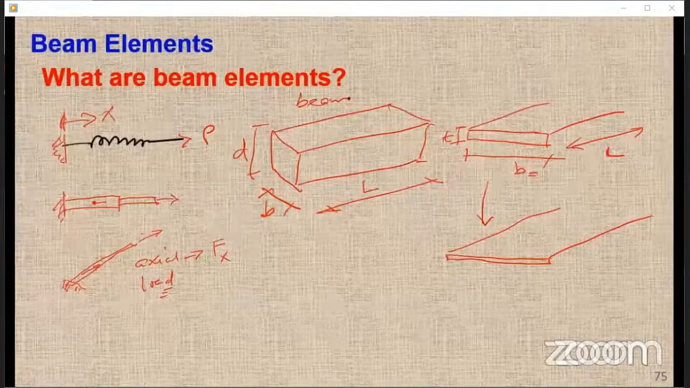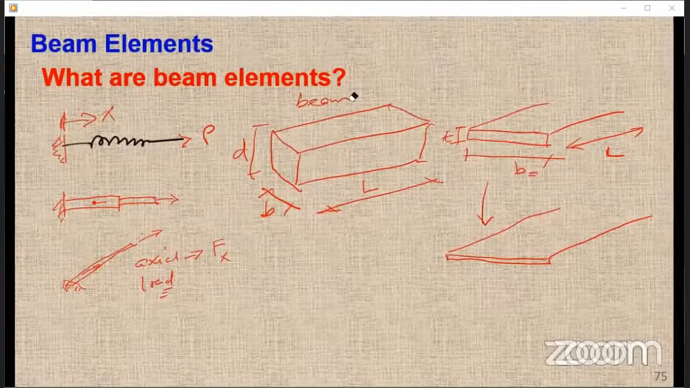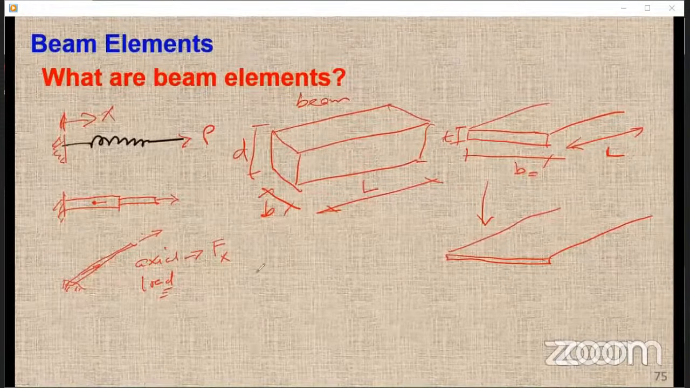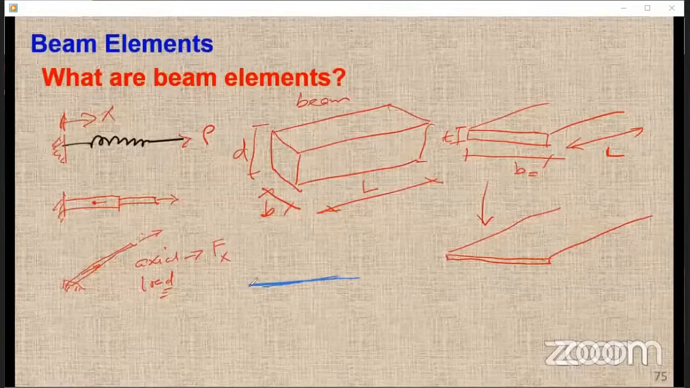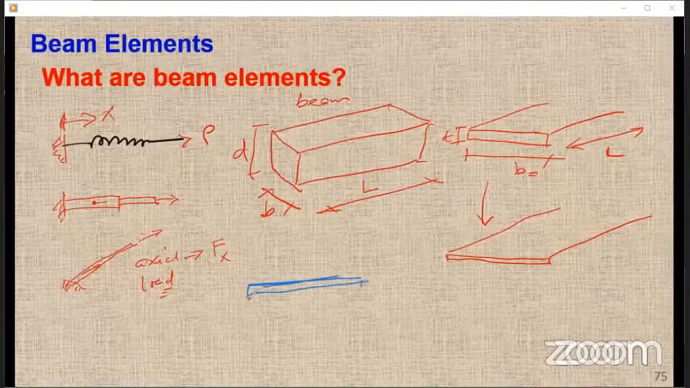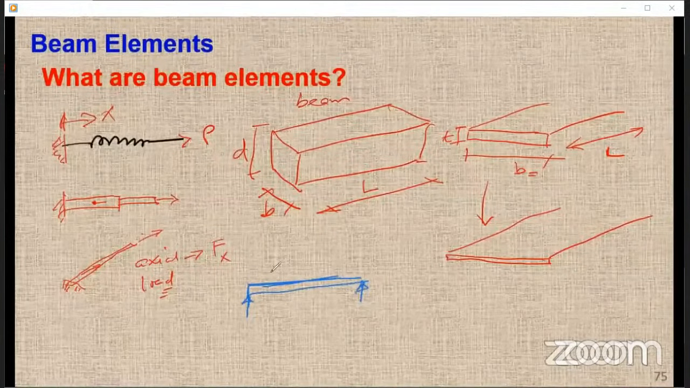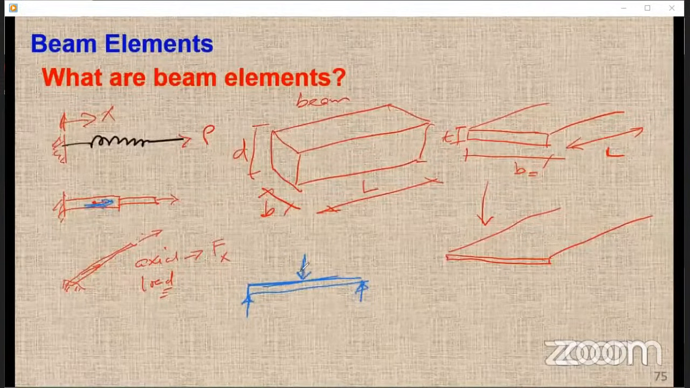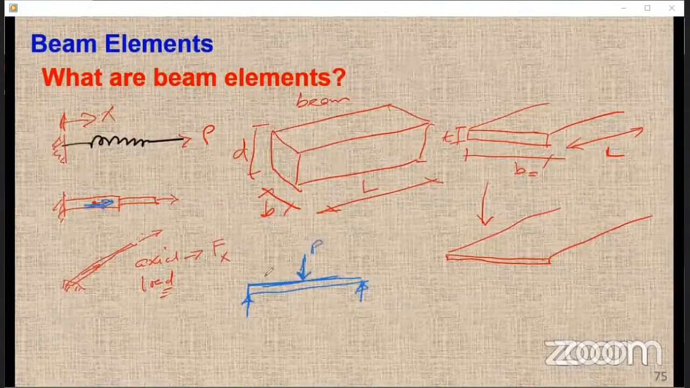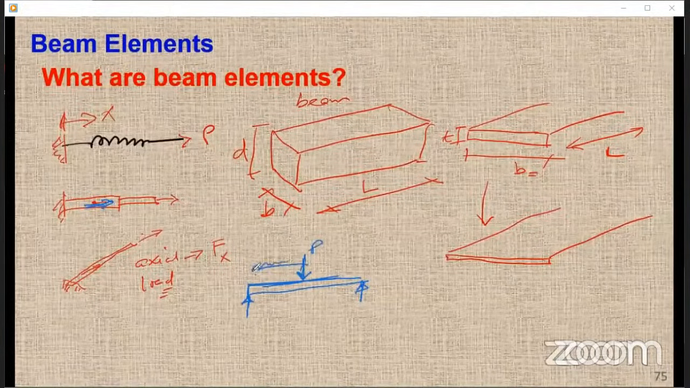Now, for your beam, we are saying, number one, as opposed to the bar element, it carries the loads differently. If we take this being our beam member there, the beam is supported at this point. So the beam is usually subjected to transverse loading, transverse as opposed to axial. Axial, of course, is along the axis of the member. This is perpendicular. So transverse loading could be a point load, it could be a UDL, uniformly distributed load, whatever be the case.